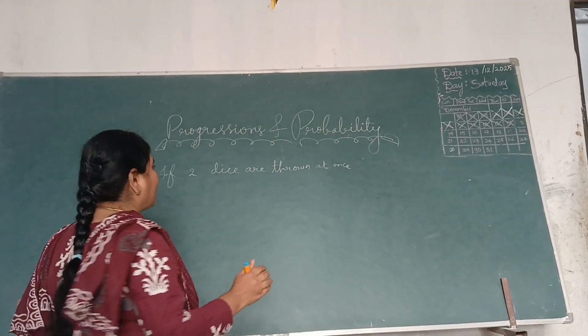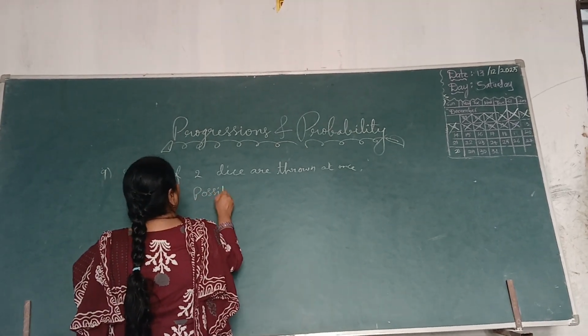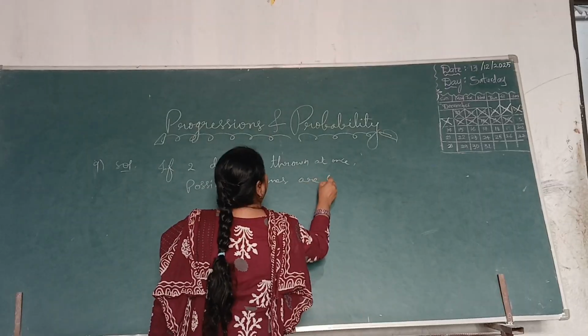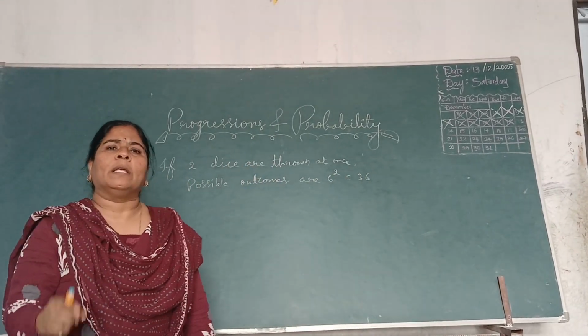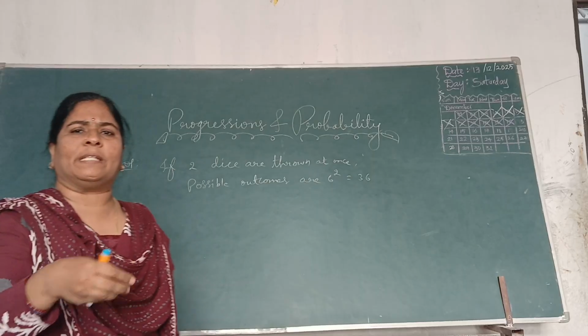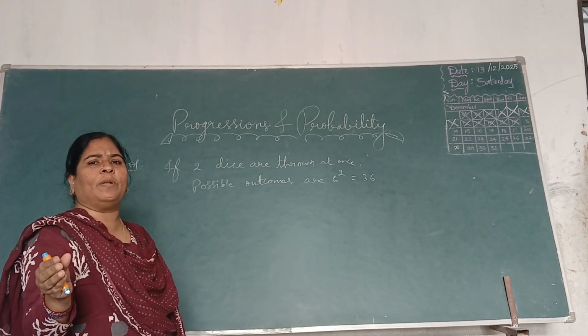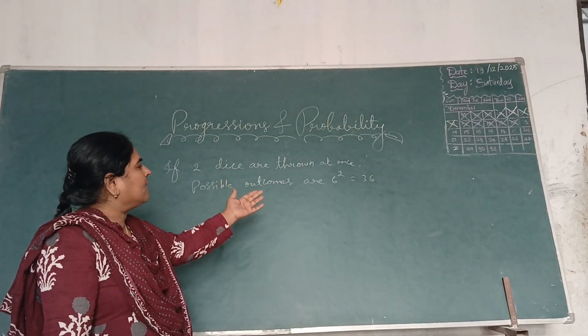So what are the possible outcomes? Very good. Possible outcomes are 6 power 2, that is 36, because there are 6 possible outcomes when a dice is rolled: 1, 2, 3, 4, 5, 6. These 6 are possible outcomes when a dice is rolled. So that's why when 2 dice are rolled, we will be taking 6 power 2.